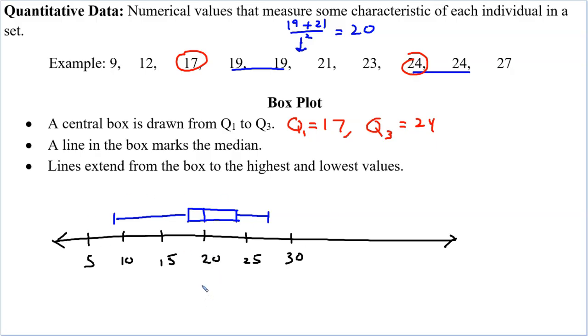Now, we're just going to work on making it. What we really want to do is compare multiple sets of data together. These are great tools for that. We'll just go through how to make that box and whisker plot.